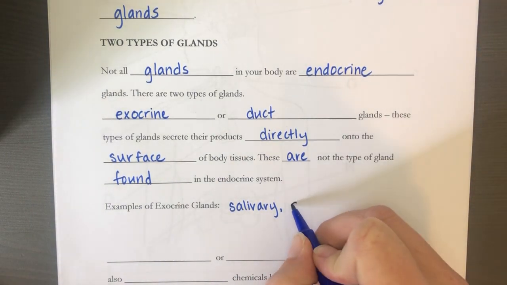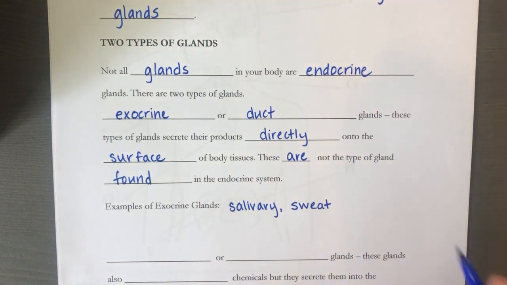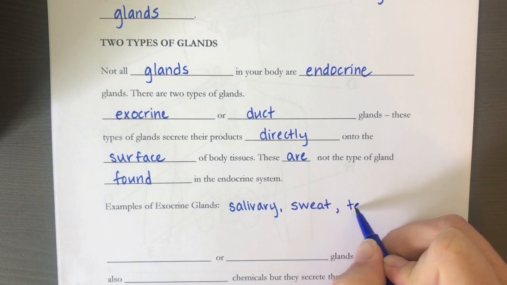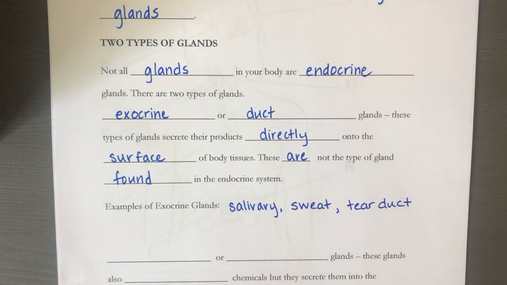Another example of this would be a sweat gland, which secretes sweat directly onto your skin, or a tear duct, which when you cry, right, your tear ducts secrete tears directly onto the skin of your face or into your eyes. And so that's going to be another example of one that delivers it directly to the tissue surface.